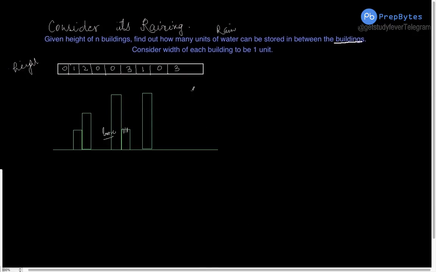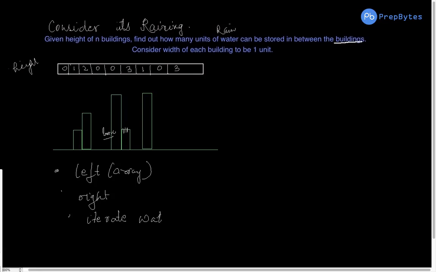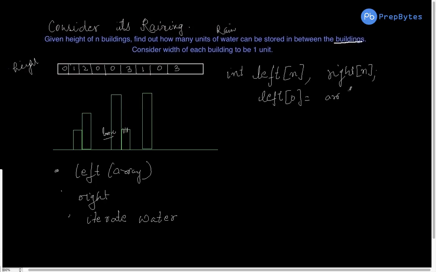So now let's see how we can write code for this. What are the steps that we have to perform? We have to make a left array that contains all the left maxes. We have to compute the right array, and then we have to iterate through the array to get the water amount. So what we will do is, we'll have a left array of size n and a right array of size n. We'll initialize left of 0 with array of 0.